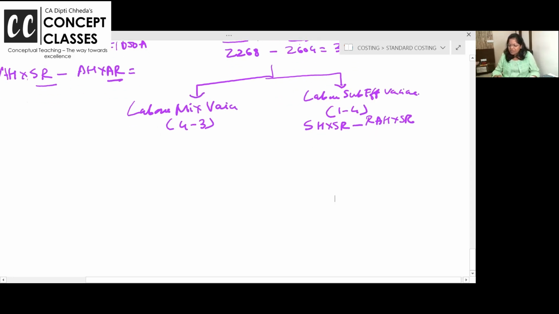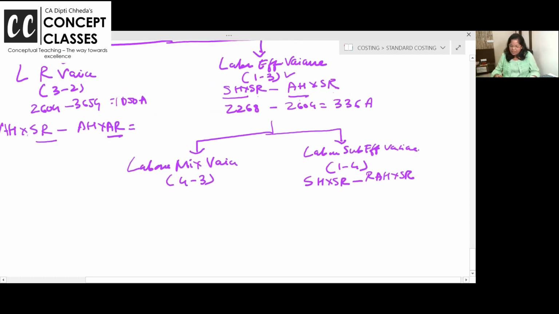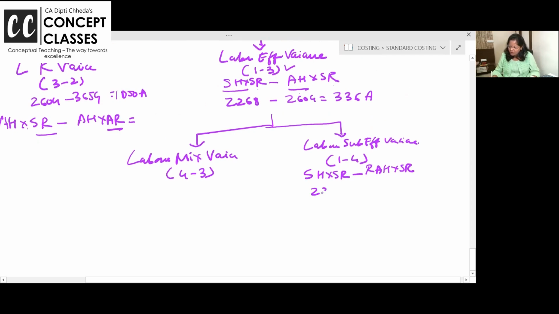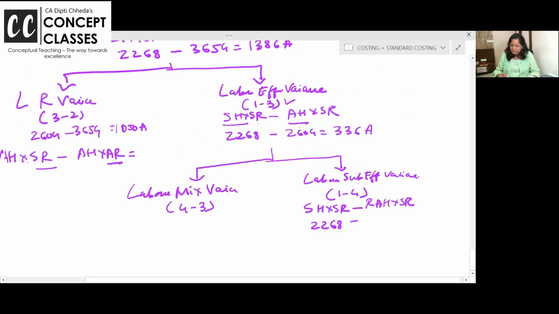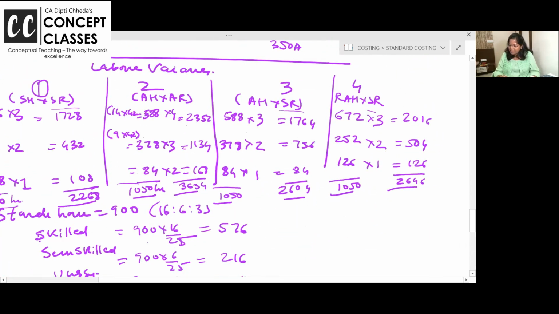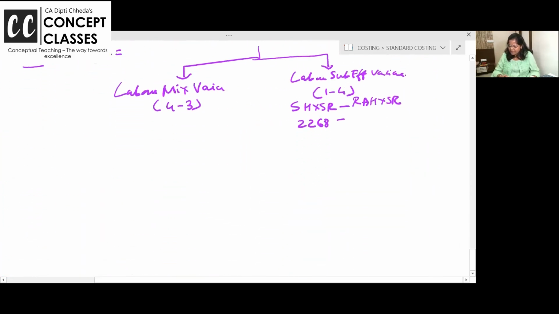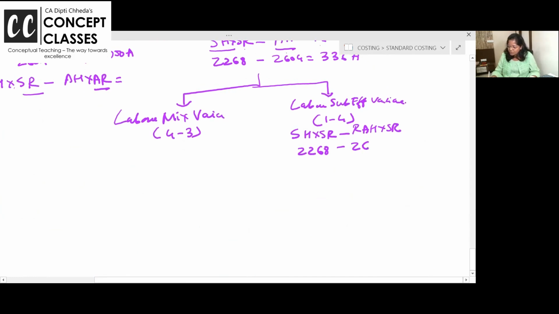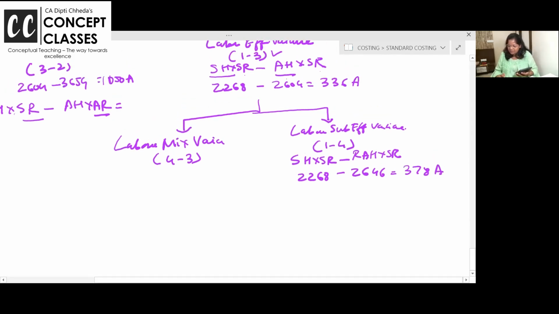So there is a difference in hours, so sub-efficiency will come, no? What is the first column answer? Ready for all of you? 2268. Take the fourth column from here: 2646. Are you all able to listen and write with me? 2268 minus 2646 is 378 adverse. And labor mix variance.